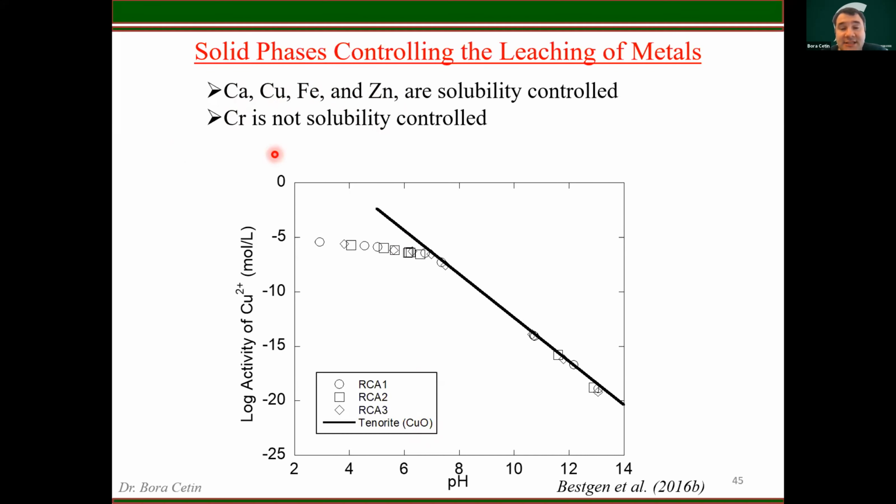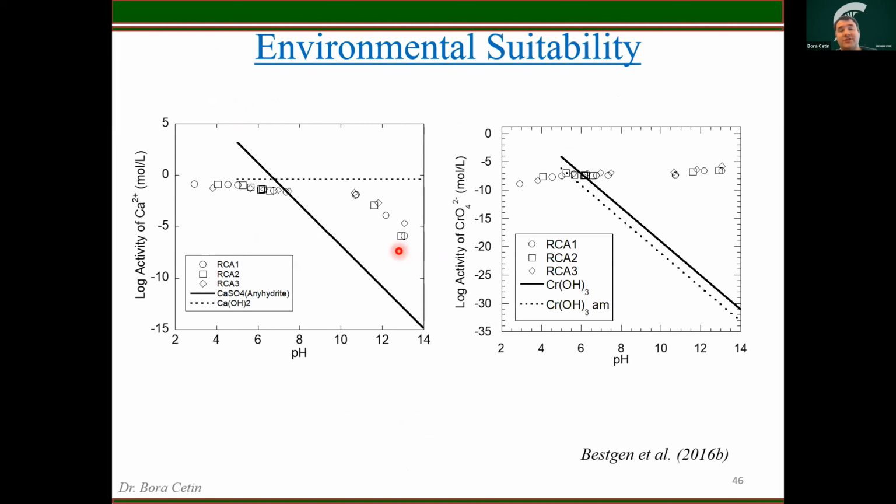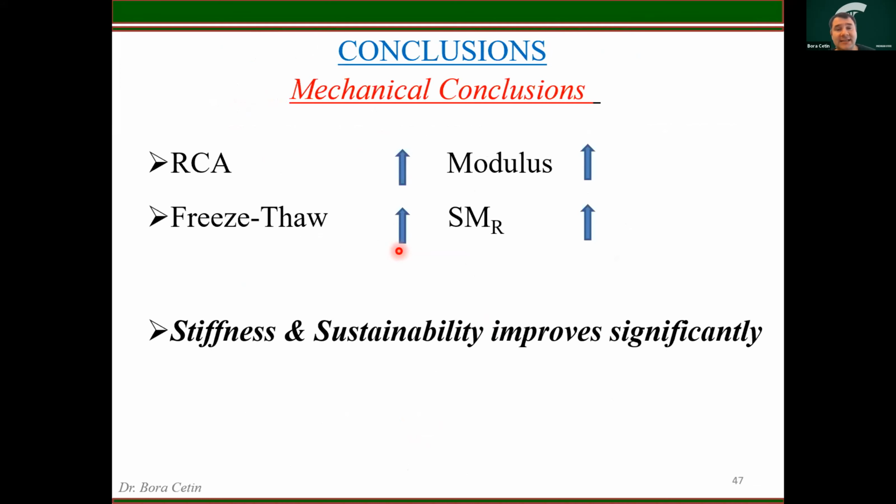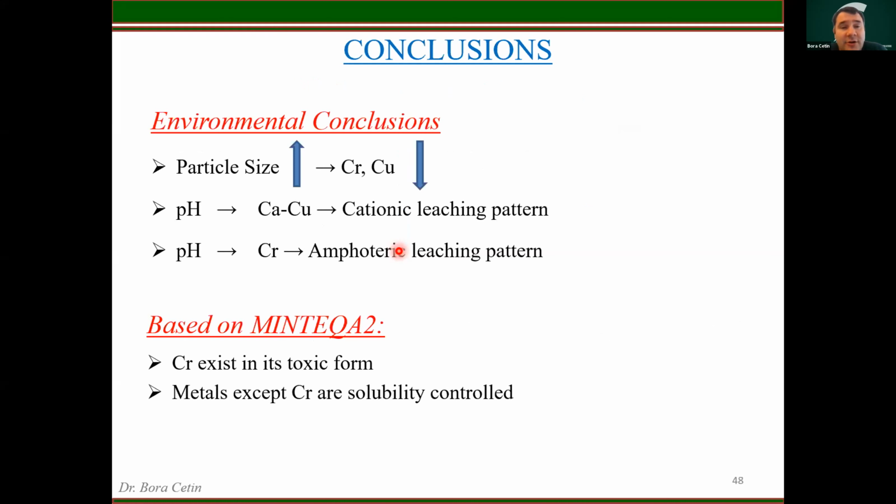However, we didn't catch such a solid line with chromium, and this indicates that chromium is sorption controlled, and we're working on those. Again, these are the two figures that show how chromium 6 is not really solubility controlled but sorption controlled. So overall, if we summarize it, RCA materials really provide good geomechanical performance and good freeze-thaw durability. In terms of environmental conclusions, the higher the particle size, the lower the element leaching. Calcium, copper, zinc, and iron showed a cationic leaching pattern mostly, while chromium showed an amphoteric leaching pattern. And chromium exists in its toxic form, so we need to be careful about this chromium leaching. And all metals except chromium are solubility controlled.